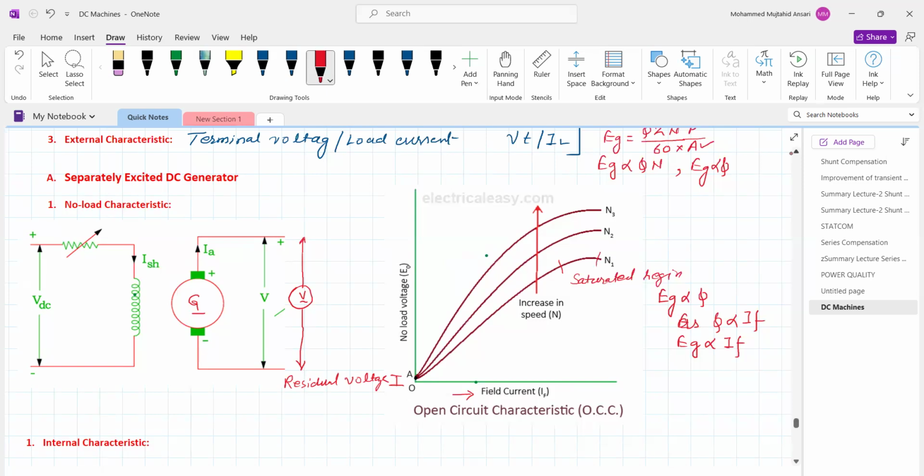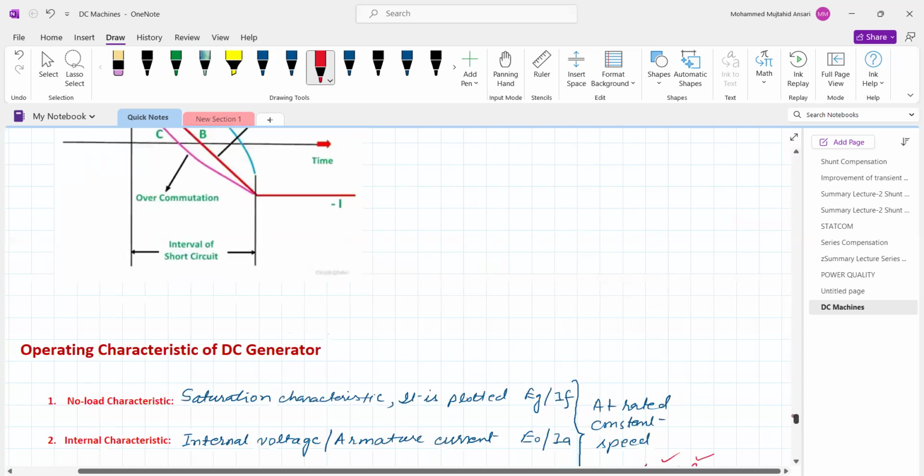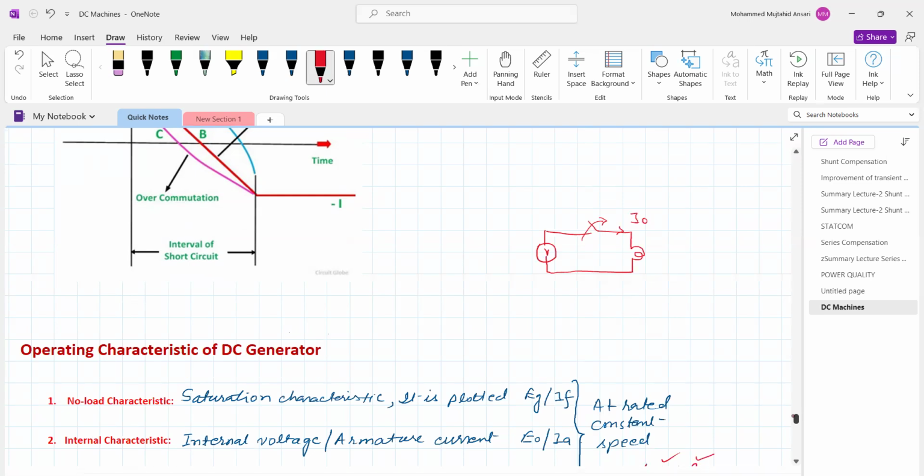In case of an electrical circuit, say this is the voltage source and here there is a load, say a lamp. As soon as we switch off the supply, the lamp becomes dark, means the current in the circuit becomes zero. So the current in the circuit will remain present only as long as the switch is closed.